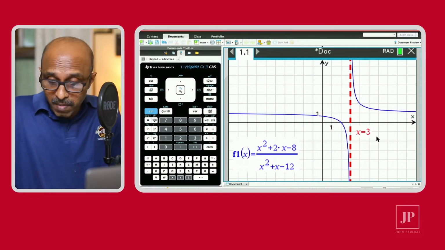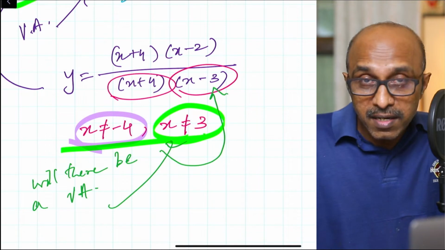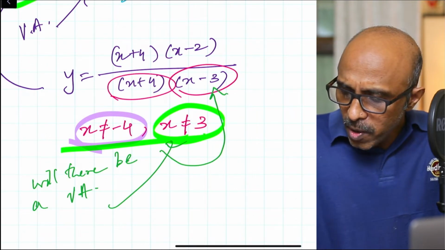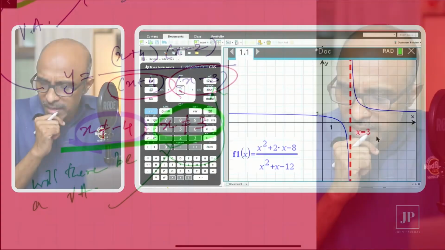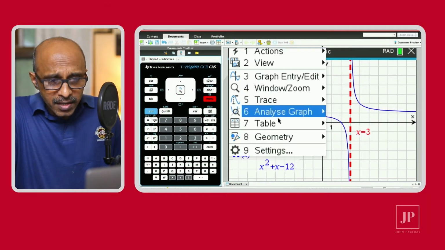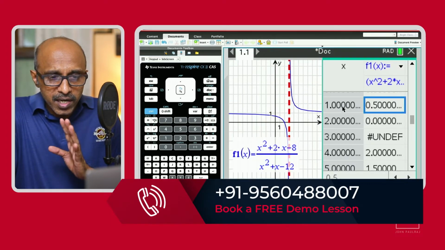And we were able to see it even algebraically that at x equals 3, the denominator becomes 0, and there is a vertical asymptote. But what about x equals -4? Let's look closer. This time, let's insert a table. So, split screen, and this will give you the x and the y values.